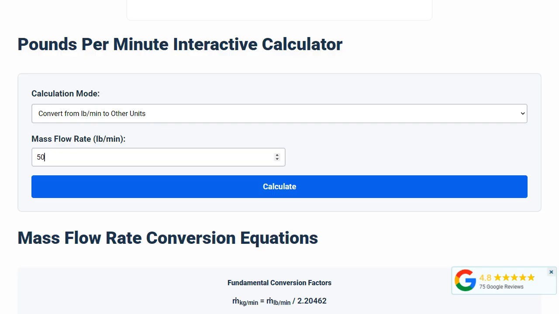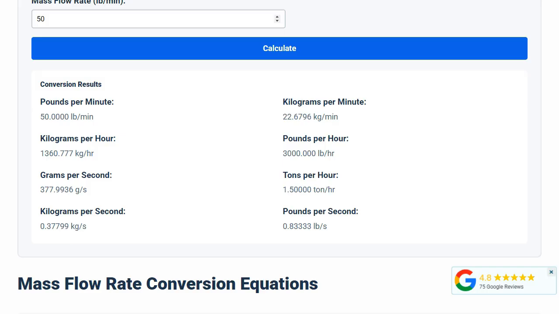The calculator will instantly display your flow rate converted to multiple units, including kilograms per hour, kilograms per minute, grams per second, and other common engineering units. This is particularly useful when working with international specifications or converting between imperial and metric systems. The results update automatically, giving you all the conversions you need in one place.